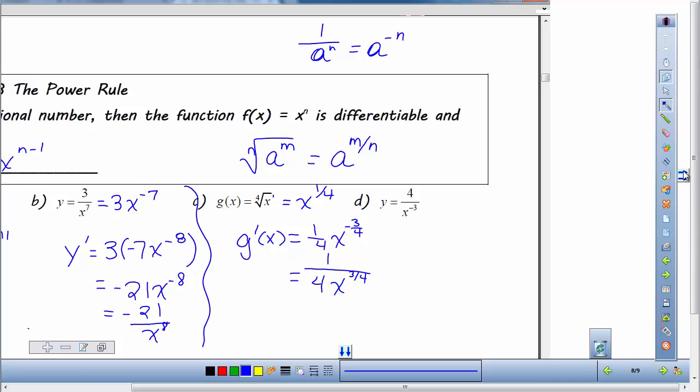Okay. And then finally for D, we've got y equals 4 over x to the -3. First, I'm going to rewrite this as what? 4x cubed, and then y prime is going to be 4 times 3x squared, or 12x squared. Okay. Questions about that?